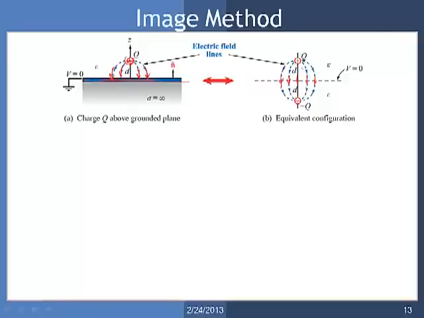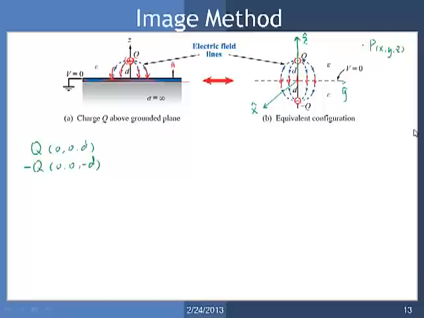So let's actually solve this problem. We first need to establish our coordinate system for this problem, and in order to be consistent with the original problem, we would call this direction z hat, this direction x hat, and this direction y hat. Obviously, in this coordinate system, the charge q would be at a position of (0, 0, d), and charge minus q, which is the image charge, would be at a position of (0, 0, minus d).